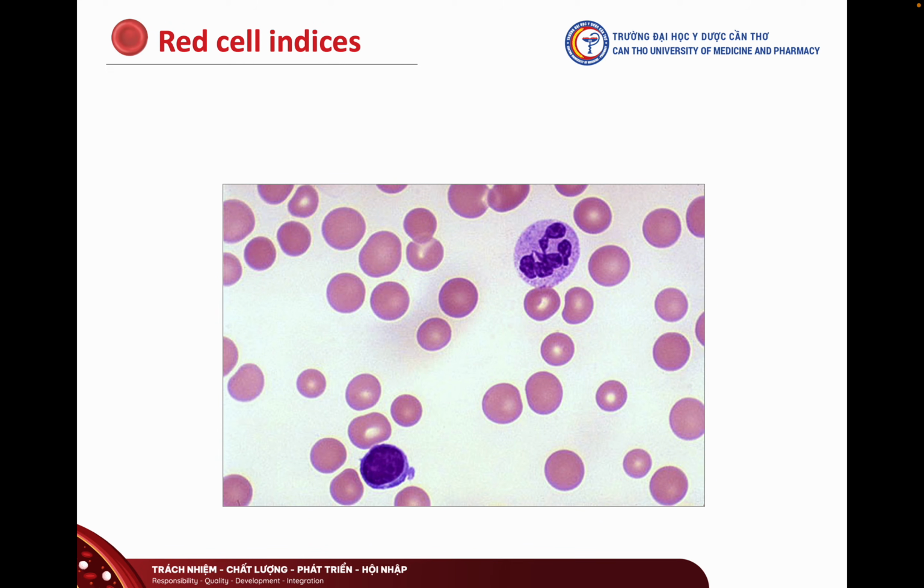Finally, we come to the third morphological group, macrocytic anemia. As you can see in the plasma, many red cells are noticeably enlarged, yet still round and evenly stained. In the next slide, we will explore what causes red blood cells to become abnormally large.